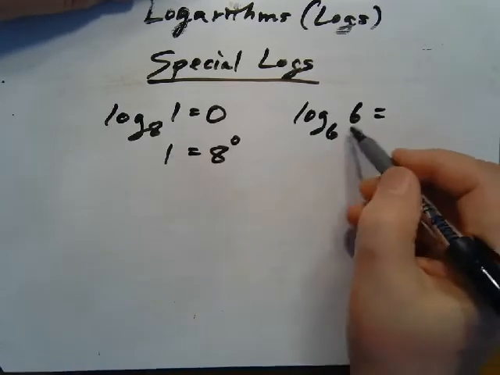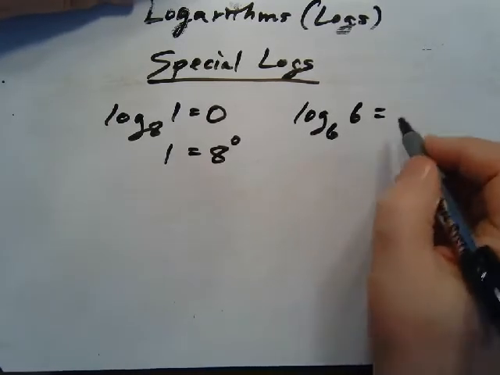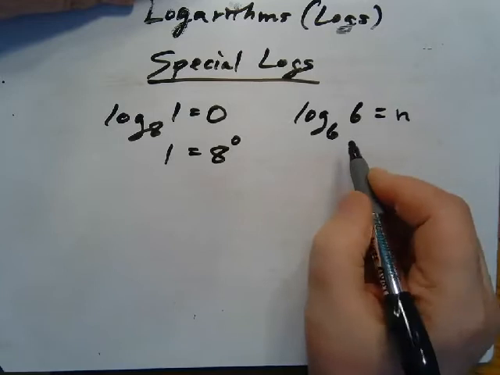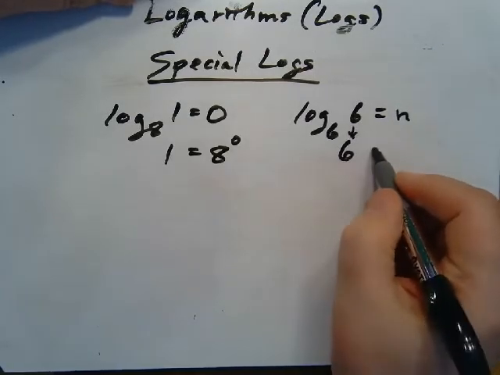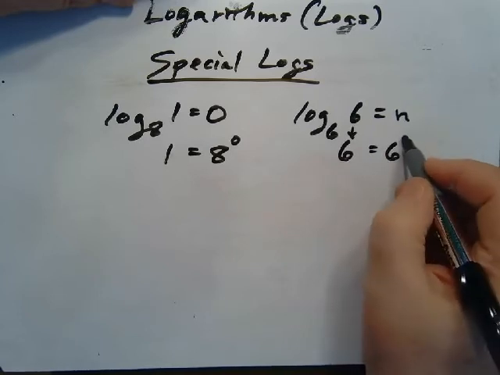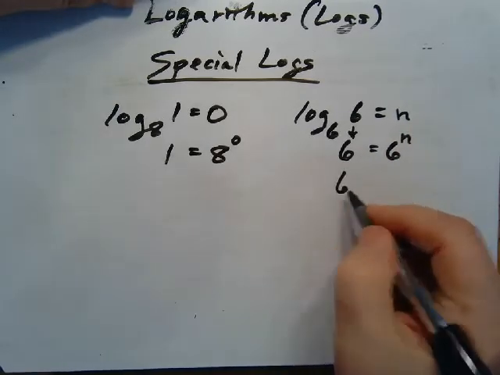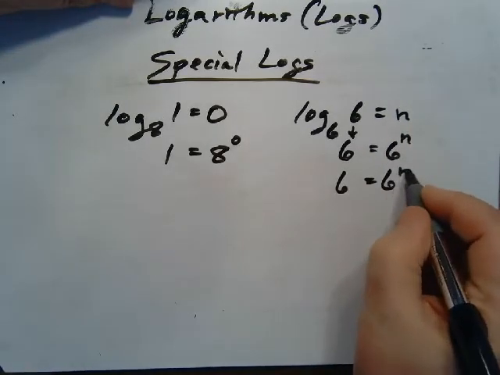Well, let's see what happens. Notice these two numbers are the same. Well, let's put a letter in here and see what happens. Drag the result down. I'm bringing this number down here. I'm throwing the base to the other side, and I'm applying the exponent. So this is 6 equals 6 to the n.